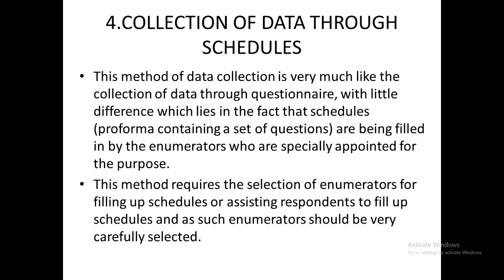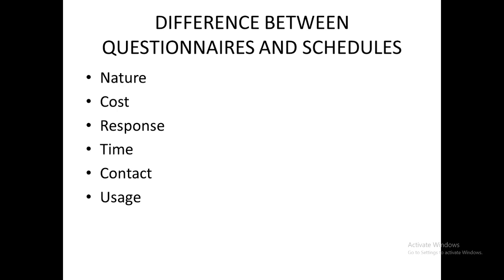The interview method is different, which we already discussed: observation method, interview method, and here the interview schedule method. In most social science research with primary data, we go either for primary data collection by the questionnaire survey method, or for the interview schedule method. The differences between questionnaire and schedule lie in nature, cost, response, time, contact, and usage.